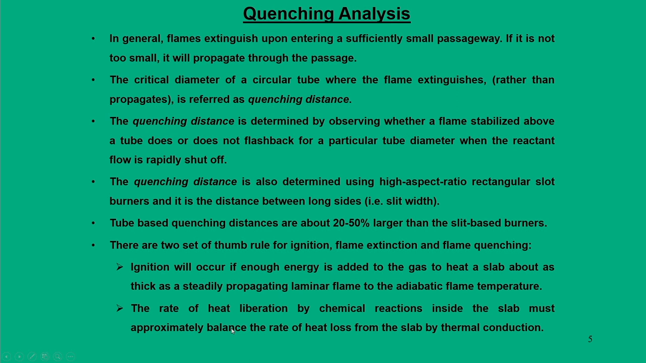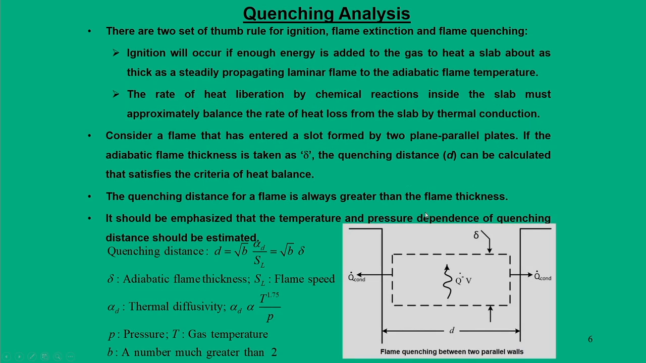The other aspect of the thumb rule is that the rate of heat liberation by the chemical reactions inside the slab must approximately balance the heat loss from the slab by thermal conduction. So, the heat generated in the flame zone has to be taken back through thermal conduction by the slab. Slab in this case is the diameter of the tube, or in the other case, the thickness of the slot burner. So, with this concept, let us give some mathematical insight into the quenching distance.